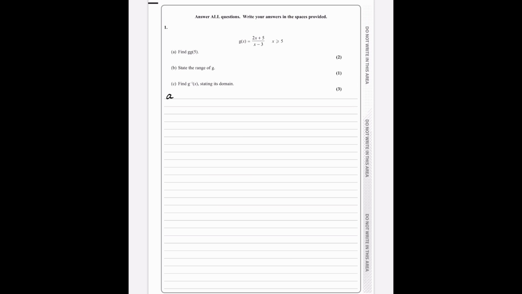Let's crack on. Question number 1, find g of g of x. We could construct the function g of g of x, but that's a lot of effort here. It's probably simplest to just plug 5 into g of x, get an output, take that output and then plug it back into g of x.